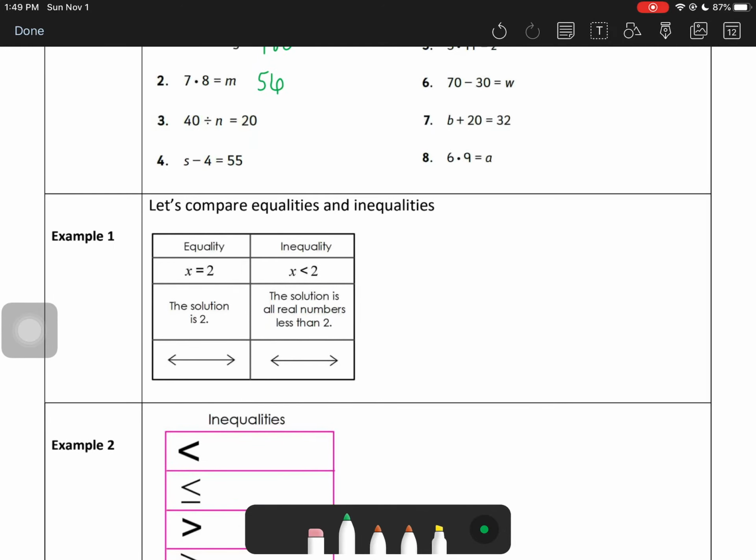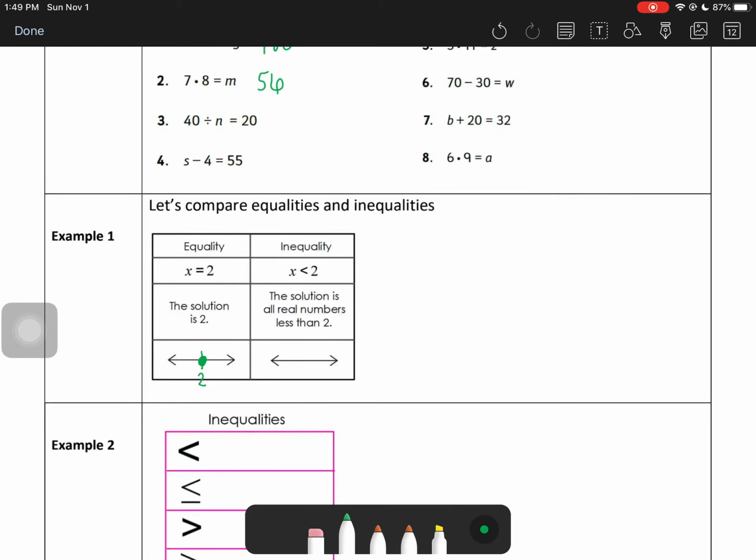An equality is an equation that has an equal sign. So it means that the answer, the solution, is 2. And when we graph it on a number line, we make a tick mark at 2 and we put a solid filled in circle to show that it's exactly one answer, which is 2.